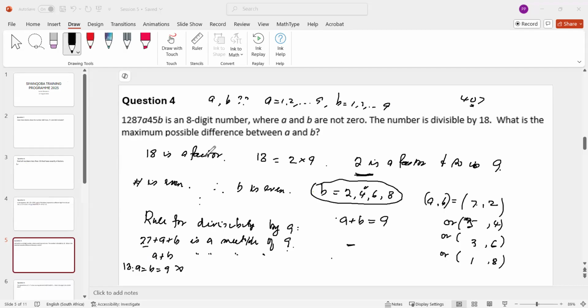So the question is, what is the maximum possible difference? The difference here between A and B, you can see, is 7 minus 2, which is 5. And there's 1 here, and there's 3 here, and this is 7. So the maximum possible difference is where A is 1 and B is 8, and the difference there is 7. So the answer is, the largest possible difference you can get is 7.